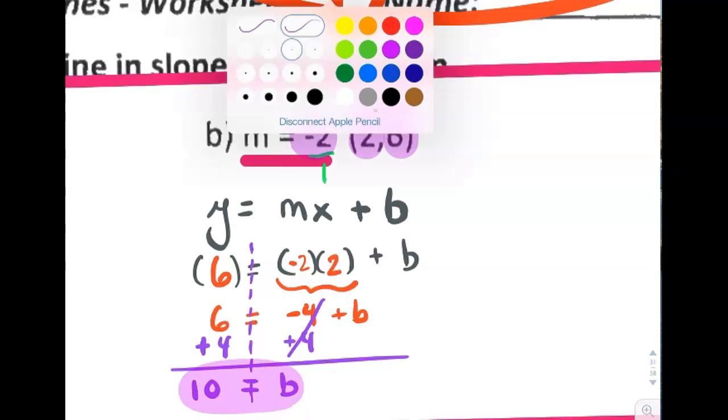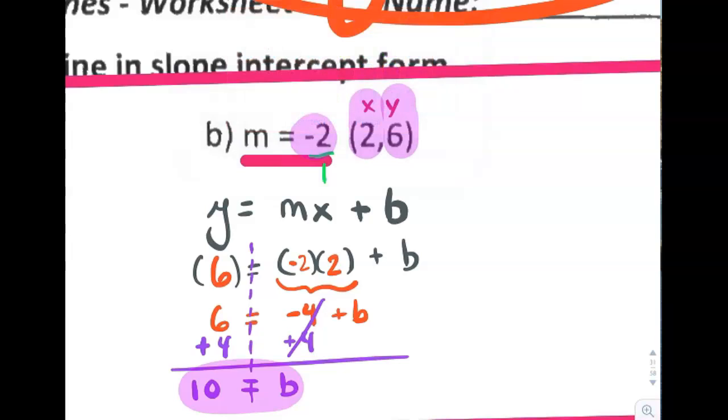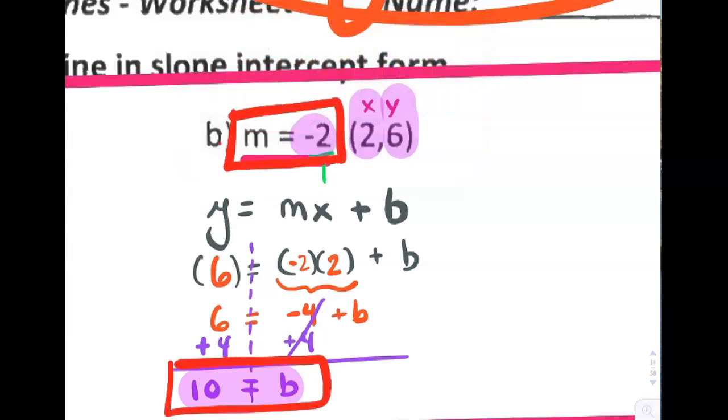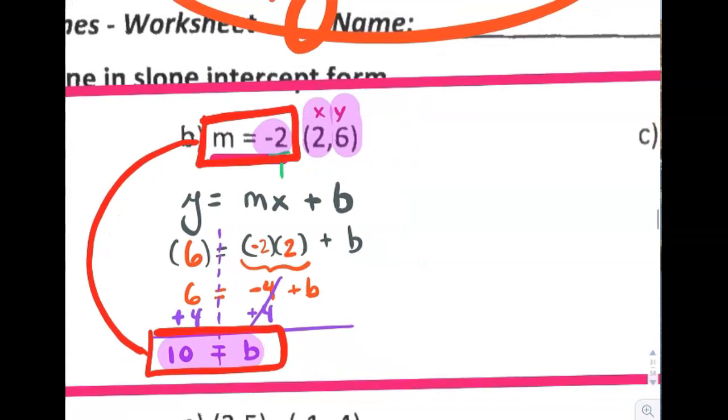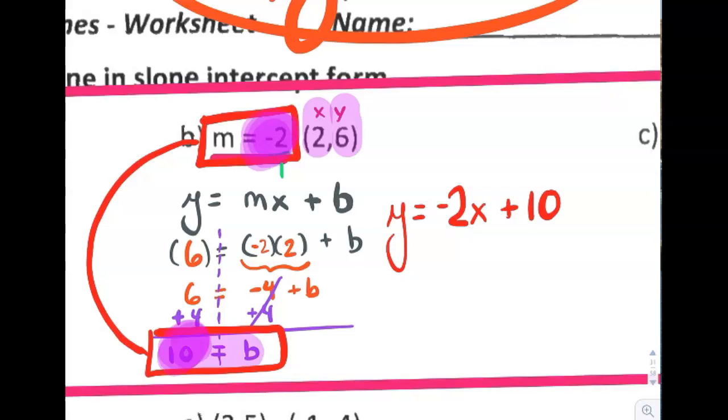But that makes the last step really easy, because I have my m, and now I have my b. And if you put these two things together, you have your equation. Y equals mx plus b, right? There's my m, and there's my b. And that's the equation of the line in slope-intercept form. Okay, let's try the next one.